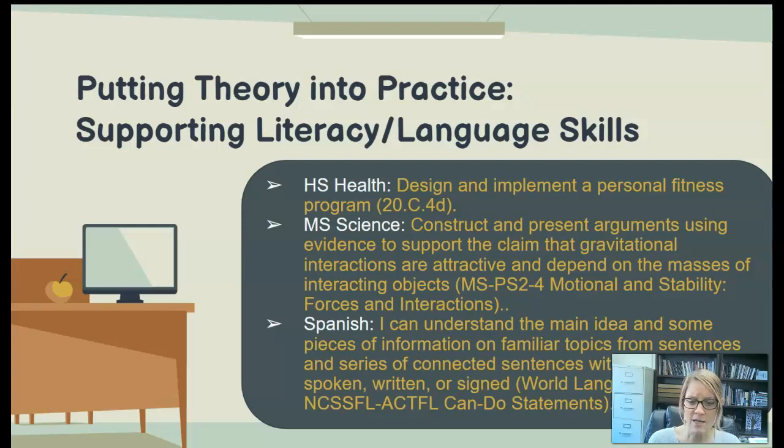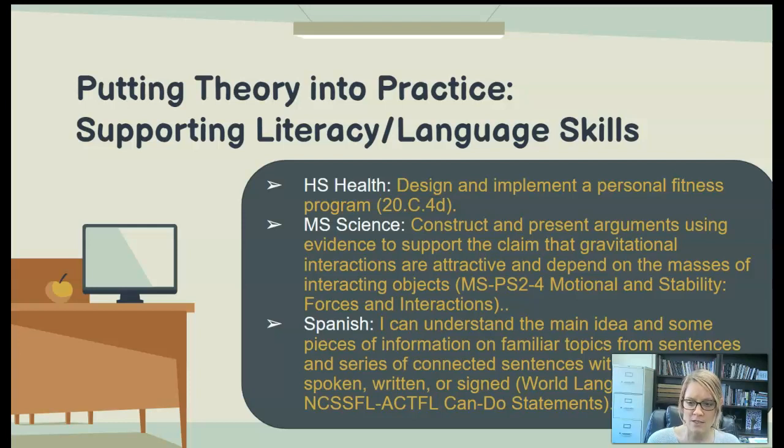So then the last example may be our world languages standards, and so Spanish specifically, that's one of our programs. And so for students to be able to understand the main idea and some pieces of information on unfamiliar topics from sentences, series of connected sentences within text that are spoken, written, or signed. So again, if I'm thinking about this and I want them to be able to understand the main idea and pieces of information from sentences, I may help them by doing some of those same activities where they're going to be going through and annotating. Maybe they're going to be marking things that they don't understand.